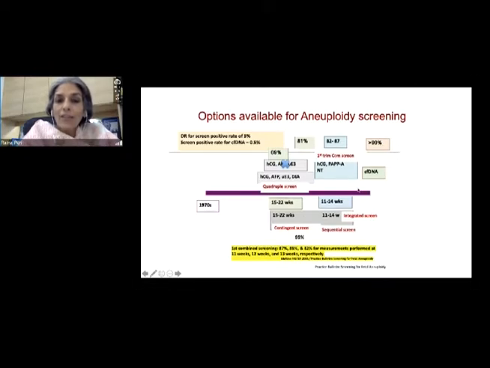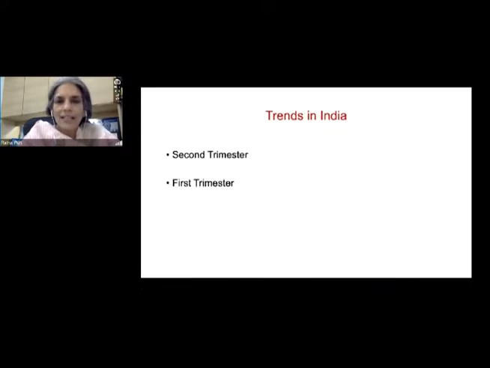And if you see at the end, we have the cell-free fetal DNA, which is also a form of screening for aneuploidies, with a very high detection rate for trisomy 21 of greater than 99%. So we know what the trends are in India. Predominantly, most of our women come in the second trimester. So you offer them the level 2 scan and the quadruple screen.